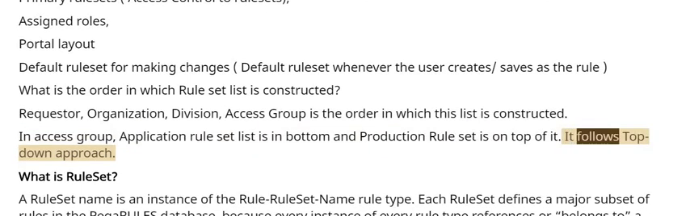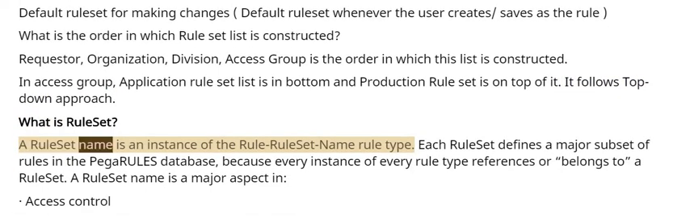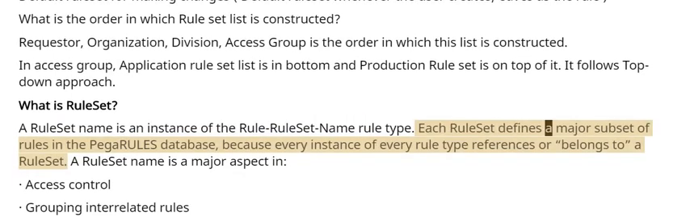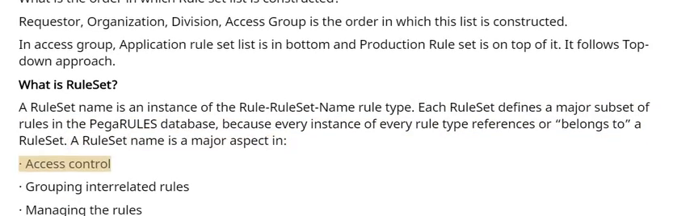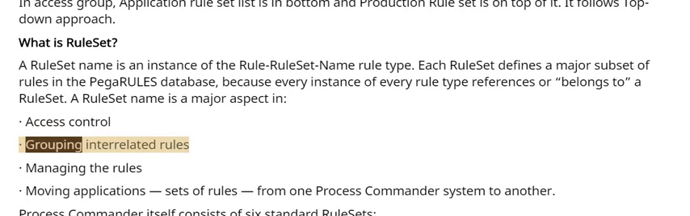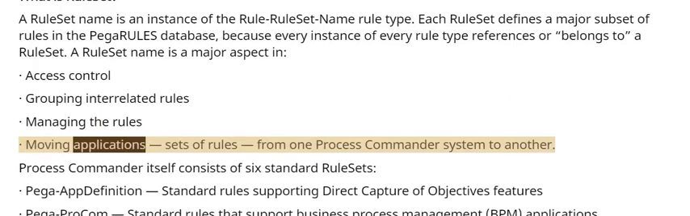It follows top-down approach. What is rule set? A rule set name is an instance of the rule set name rule type. Each rule set defines a major subset of rules in the Pega RULES database, because every instance of every rule type references or belongs to a rule set. A rule set name is a major aspect in access control, grouping interrelated rules, managing the rules, moving applications, sets of rules, from one process commander system to another.